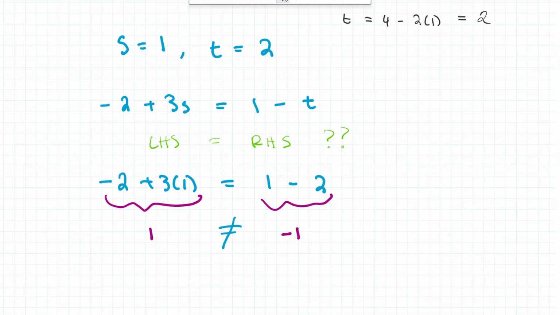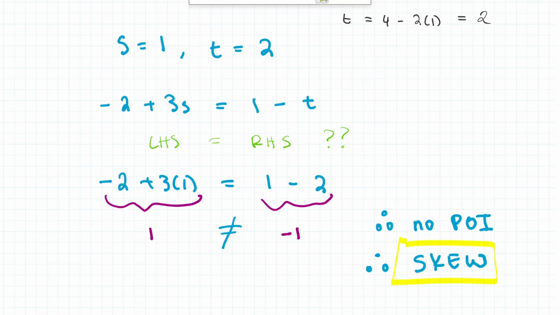So what does that tell us? That tells us that there is no point of intersection because the values for s and t that we found from our first two do not work with our third equation. So that means, therefore, there's no point of intersection. And if there's no point of intersection, that means that our lines must be skew because we've already stated that they're not parallel and distinct and they're not collinear, and we just found that there's no points of intersection. So that leaves us to our last final option, that we therefore have skew lines.